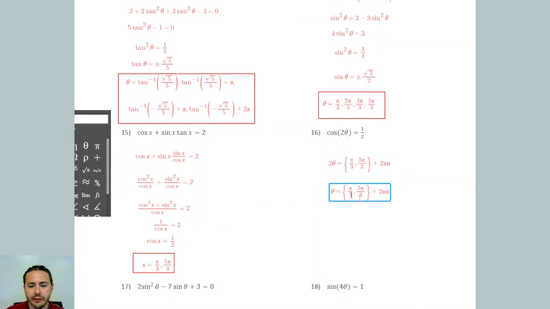So dividing everything by 2 gives me pi over 6, 5 pi over 6. This will do plus pi n. So if I'm going to write all the solutions that are in between 0 and 2 pi, it's going to be these two, and then we're going to have 2 more on the second cycle because we'll have 2 cycles in between 0 and 2 pi. So that would be plus pi, which would be 7 pi over 6 and 11 pi over 6.